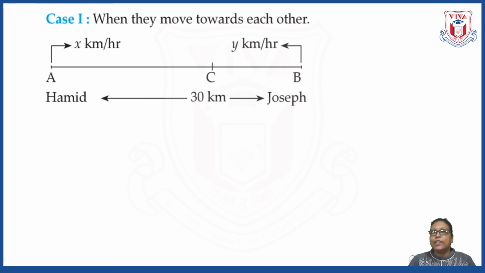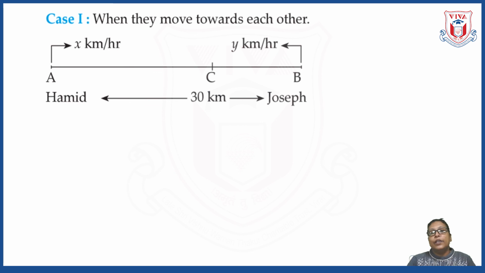See, in case 1 you can see two places in the diagram, A and B. Hamid is starting from A and Joseph is starting from B. They are traveling in opposite directions, that means traveling towards each other. After 20 minutes they are meeting somewhere at point C. You can see point C there.